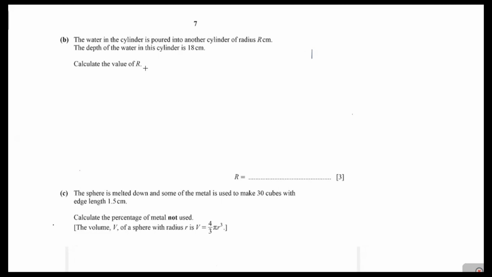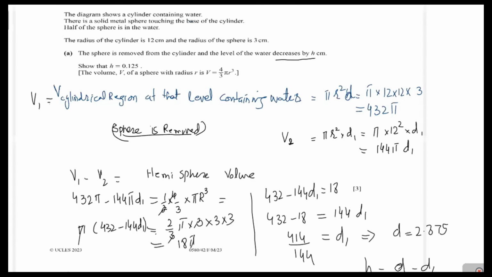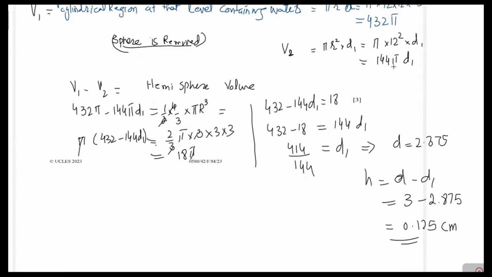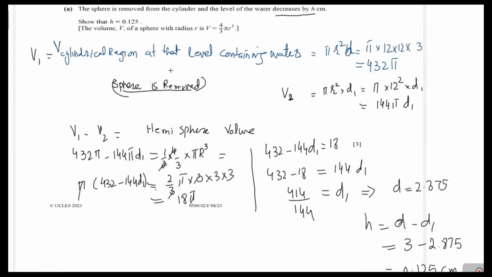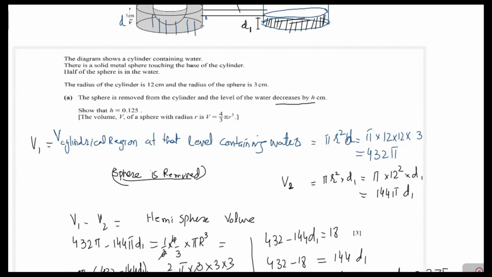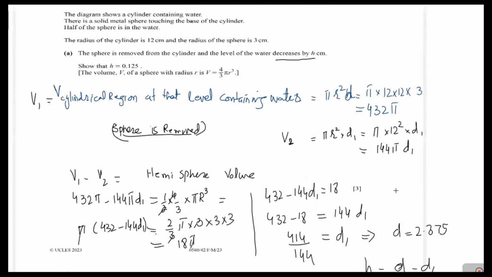Part B, the water in the cylinder is poured into another cylinder of radius r centimeter. The depth of water in this cylinder is 18 centimeter. Calculate the value of r. Firstly, we will find the volume of water. You know, the volume of water is equal to 144 pi into D1. You can see here, this is 144 pi D1. This is the volume of water without sphere in the cylinder.